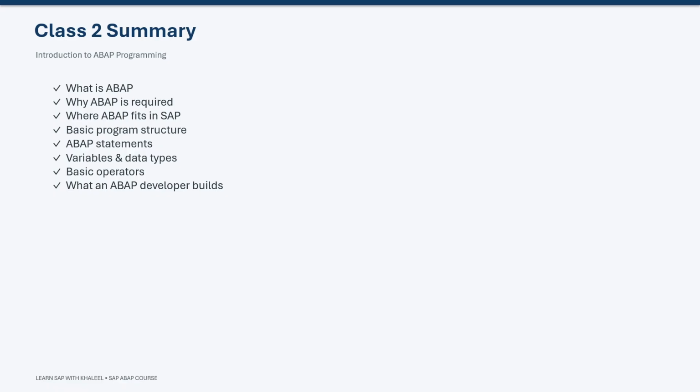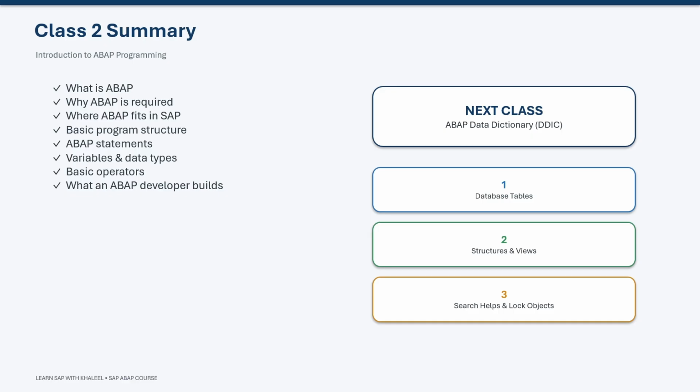We wrote the addition program there. We learned about statements, variables, data types, and basic arithmetic operators. Finally, we looked at what an ABAP developer can build and a simple real-world sales report example. So now you have the basic foundation required to start understanding actual ABAP development using database tables, structures, views, search helps, and lock objects, theoretically and practically, by using the SAP application.